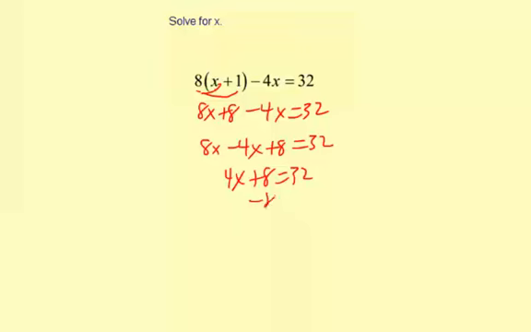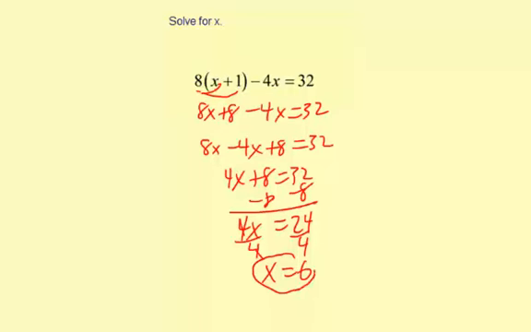Next step is to subtract 8 from both sides. So bring down the 4x. Plus 8 minus 8 is 0. So then we have equals 32 minus 8, which is 24. Divide by 4. 4 divided by 4 makes 1. Then we just have 1 times x, or x, equals 24 divided by 4, which is 6. So x equals 6 here.